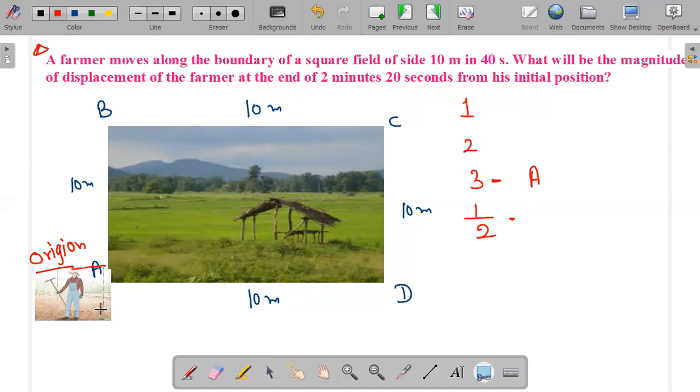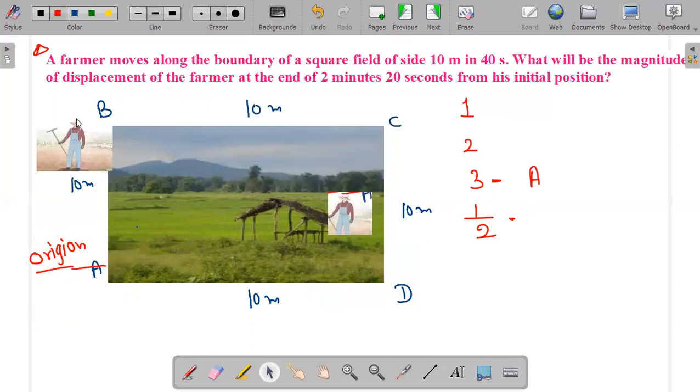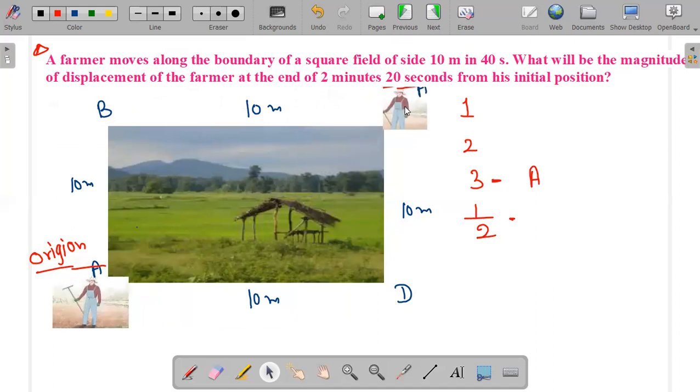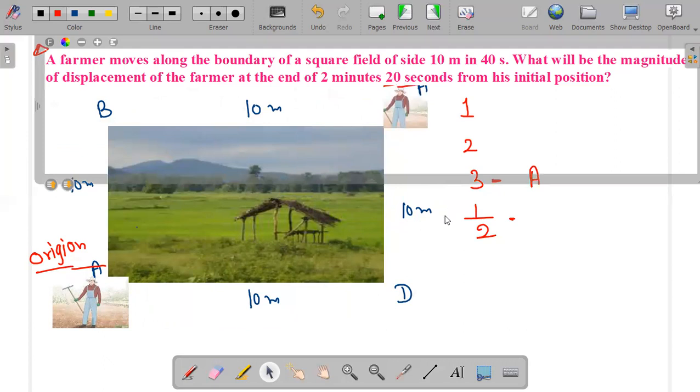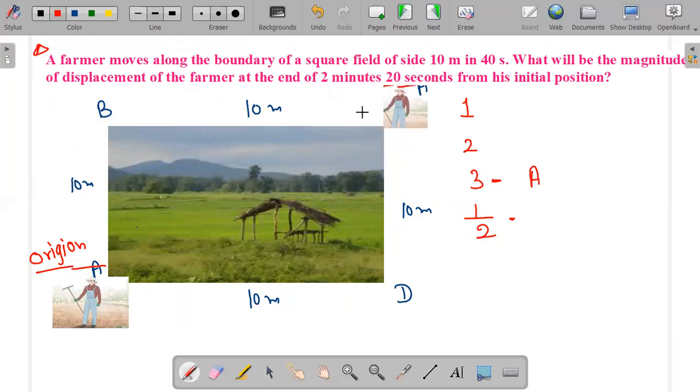So for this he will go A to B and then B to C, and he will stop here, because he has to complete only half a round. He will not go from C to D and D to A. So he will go from A to B, then from B to C, and he will stop at C. This is point C. Now the farmer, after completing half a round, is at C.